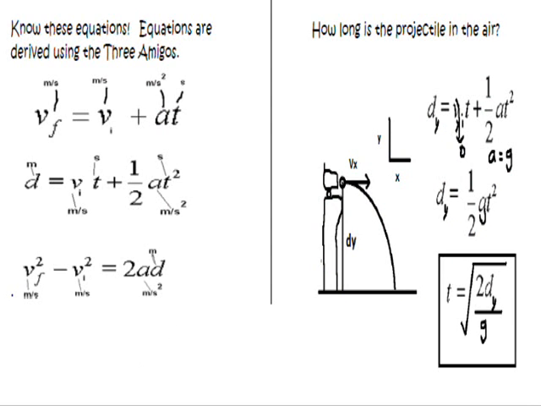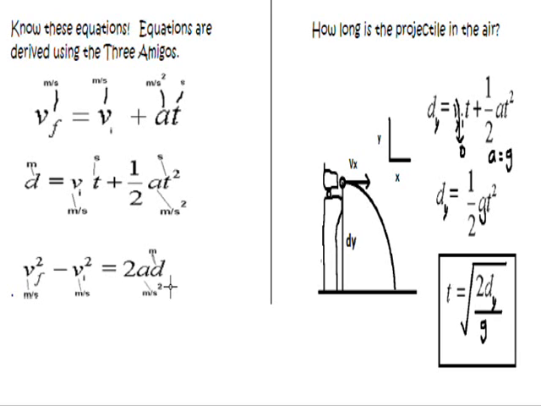In order to calculate how long the projectile is in the air, we actually have to derive the equation we're going to need to use. So we always have to go back to our basic kinematic equations. I like to call these the three amigos. We have vf equals vi plus at. We have dy equals vi times t plus 1/2 at squared. And we have vf squared minus vi squared equals 2ad.